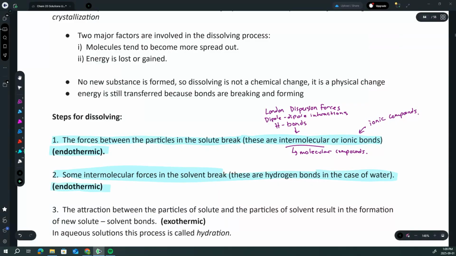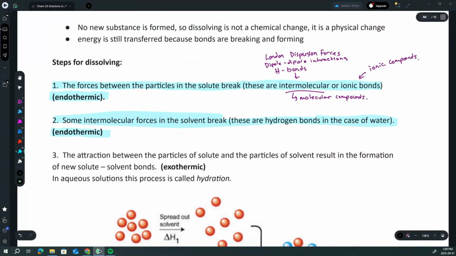So you are going to have to know the difference between endothermic and exothermic processes. Endothermic just means that energy is required, whereas exothermic means that energy is being given off. Okay, so in step 3, the attraction between the particles of a solute and the particles of a solvent results in the forming of new solute to solvent bonds. When bonds are being formed, it's exothermic, it gives off energy. But when bonds are being broken, that requires energy.